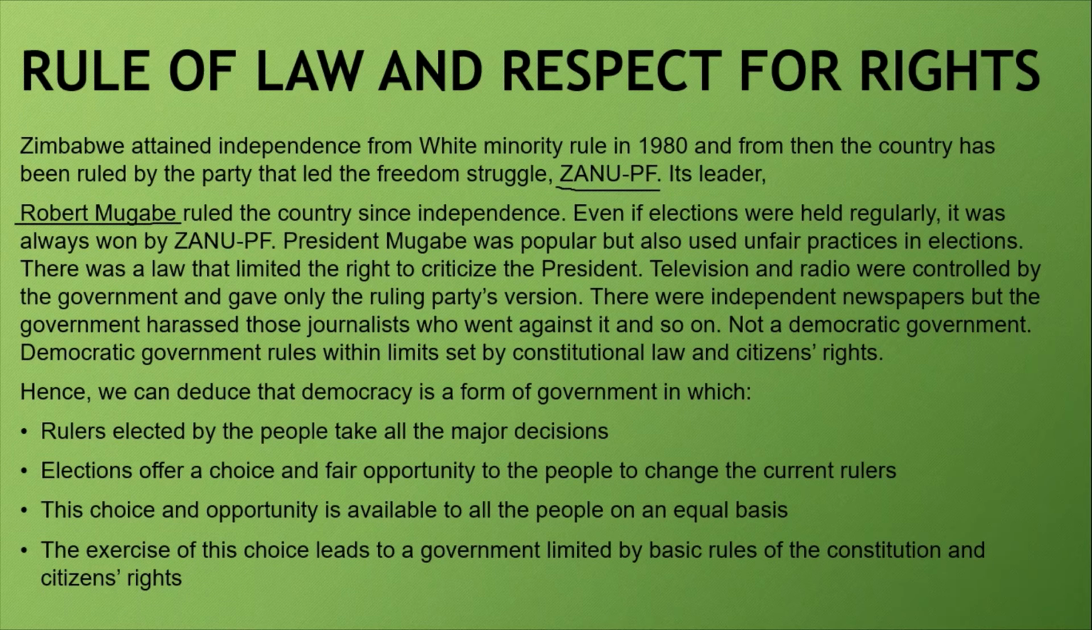A democratic government rules within limits set by a constitution, law, and citizens' rights. Hence, we can deduce that democracy is a form of government in which rulers elected by the people take all the major decisions, elections offer a choice and a fair opportunity to the people to change the current rulers. This choice and opportunity is available to all the people on an equal basis. The exercise of this choice leads to a government limited by basic rules of the constitution and citizens' rights.